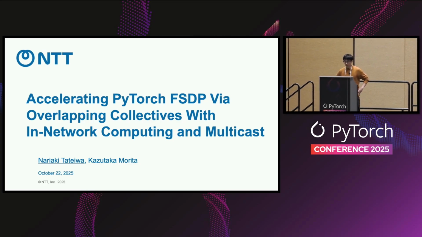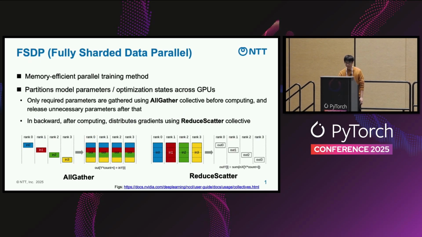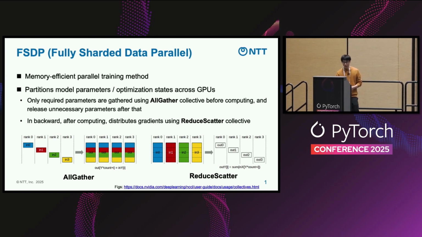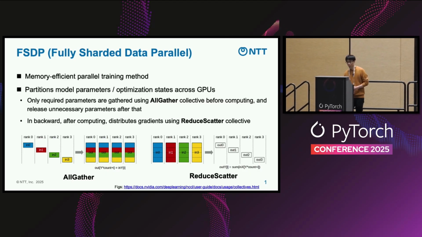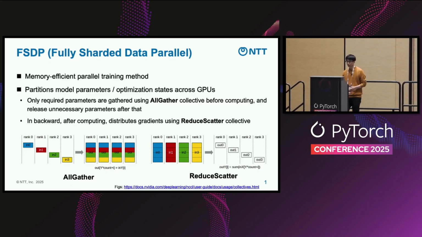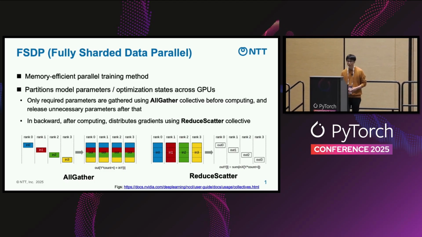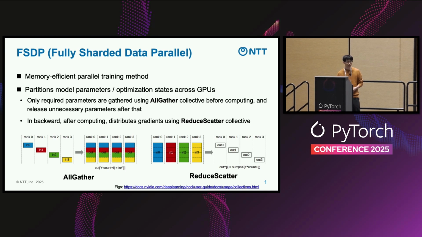So today, I would like to talk about accelerating PyTorch FSDP by using several network technologies. Here is a brief overview of FSDP. FSDP is a memory-efficient parallel training method, and it partitions model parameters and optimization states across multiple GPUs. In FSDP, only required parameters are gathered using all-gather collective communication before computing, and unnecessary parameters are released after that.